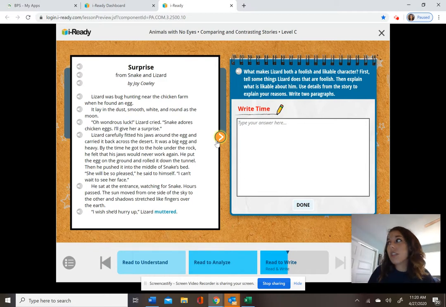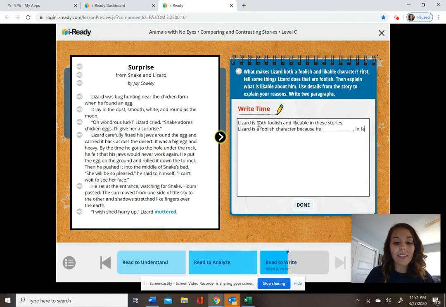Why is he foolish? It would be just like calling a friend a funny person. Why is that person funny? Because they always have good jokes. They do this, this, and this. I need examples, okay? So we're talking all about Lizard. So here I would write something like, Lizard is both foolish and likable in these stories. You don't have to write that. That's just an introductory sentence, which means you're introducing the topic. Lizard is a foolish character because he blah, blah, blah.